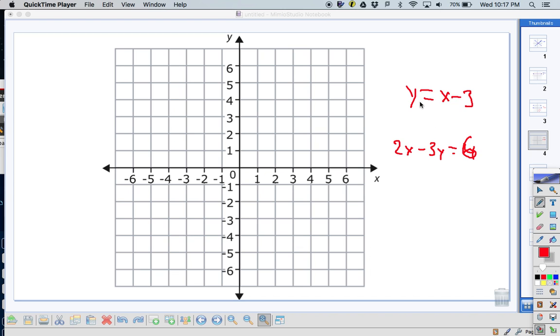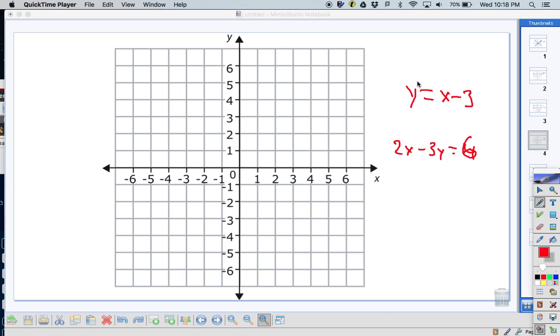If you're going to use the graphing method, you first have to graph them. Personally, I would use the substitution method here because I see y equals, so I can take this y and substitute x minus 3 right in here and then solve for x. That's how I would do it. But let's say you prefer the graphing method. There's nothing wrong with it, so let's graph it.